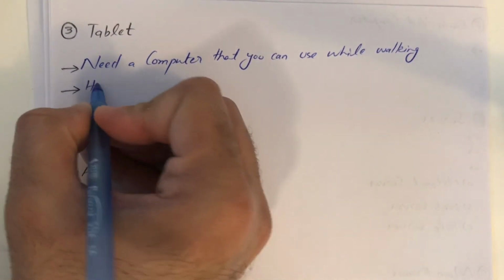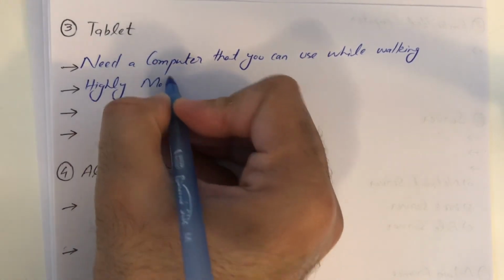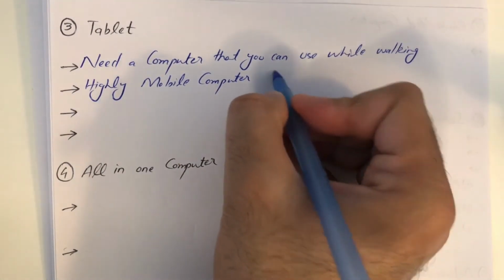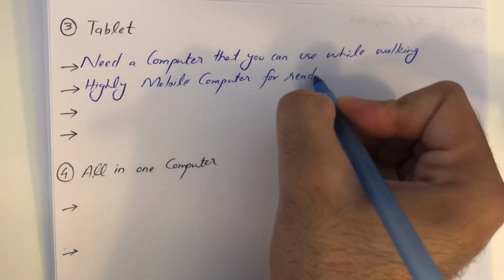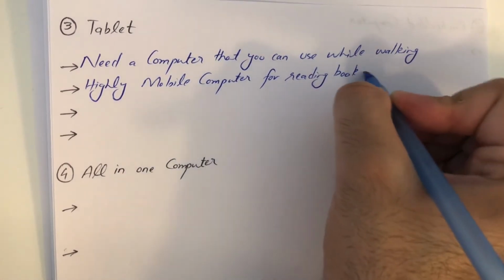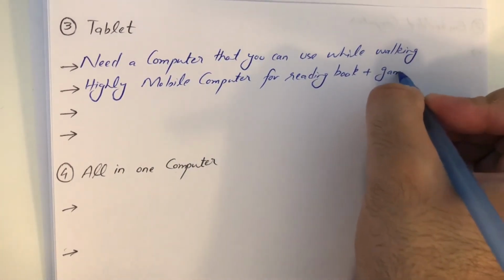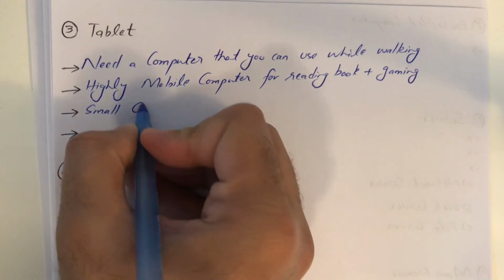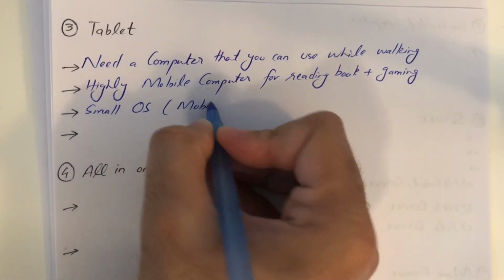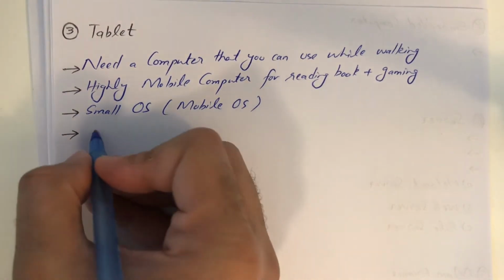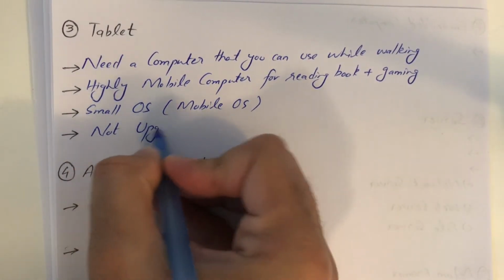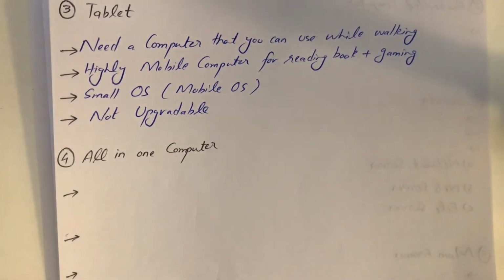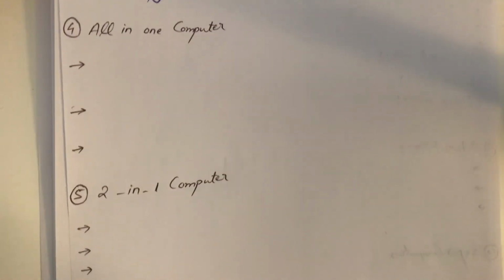It allows highly mobile computer for reading. You can read books, plus gaming, online gaming. Small operating system. In fact, you can say the mobile operating system, so you cannot run all the applications. Not upgradable. It will remain the same throughout the life of the tablet. It cannot be upgraded. You cannot change the RAM. You cannot change the hard drive.